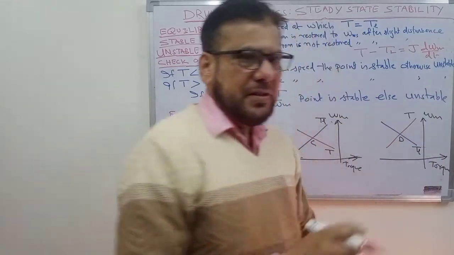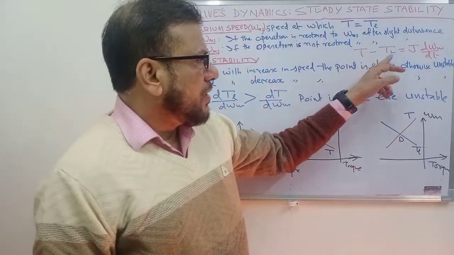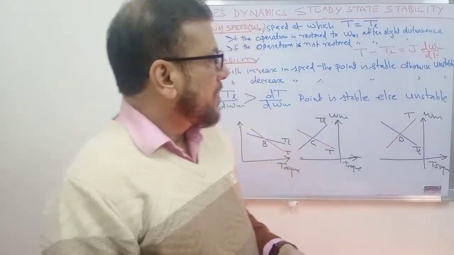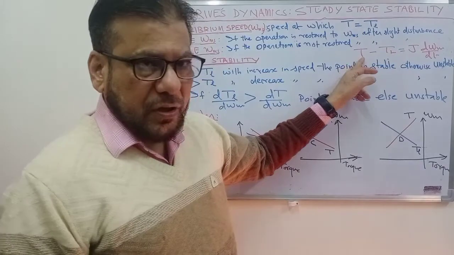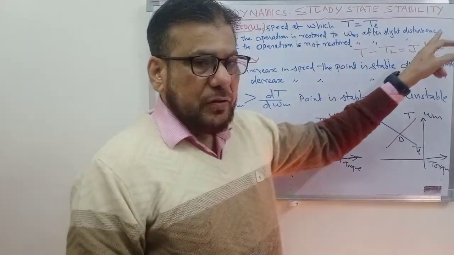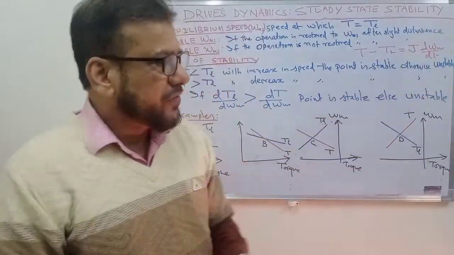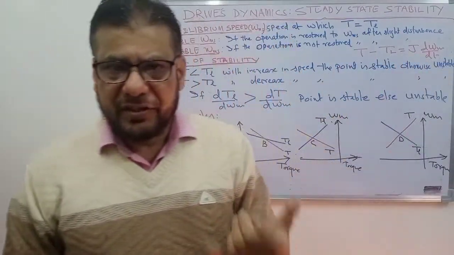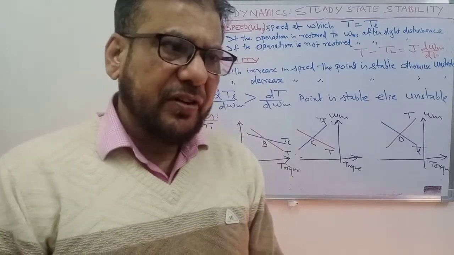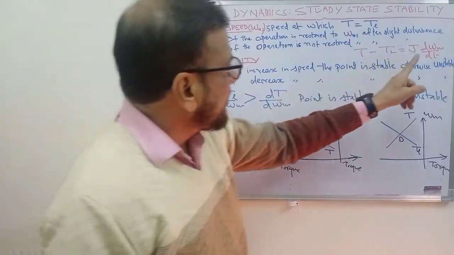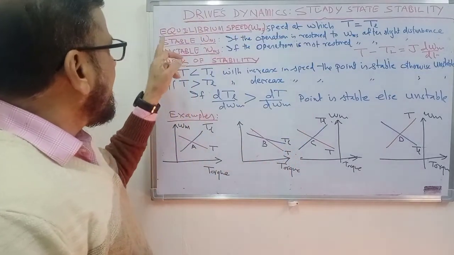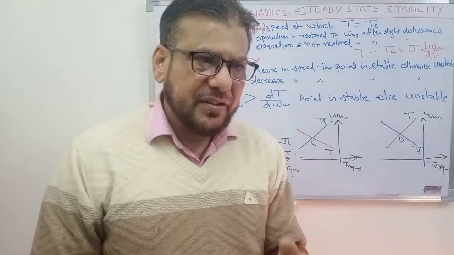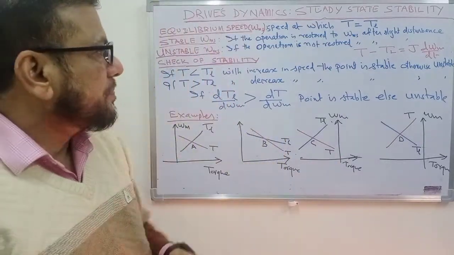So we have seen that when the motor torque is more than the load torque, the motor accelerates, speed increases. When the load torque is more than the motor torque, this term is negative, the speed decreases. And when T equals TL, then the motor neither accelerates nor decelerates, but runs at a constant speed. That speed we call the equilibrium speed, or you can say that this is a steady state speed.